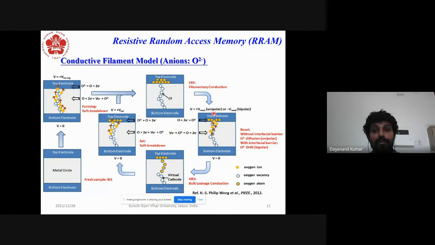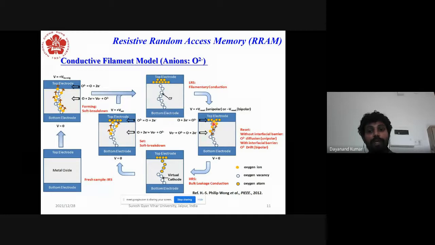If you are talking about the bipolar device, you have to apply the negative voltage to reset the filament or to erase the data. When you apply the negative voltage, these oxygen ions move back to the resistive switching layer and recombine with the oxygen vacancies. After recombination, there is a rupture of the filament, so the data is gone from the device.